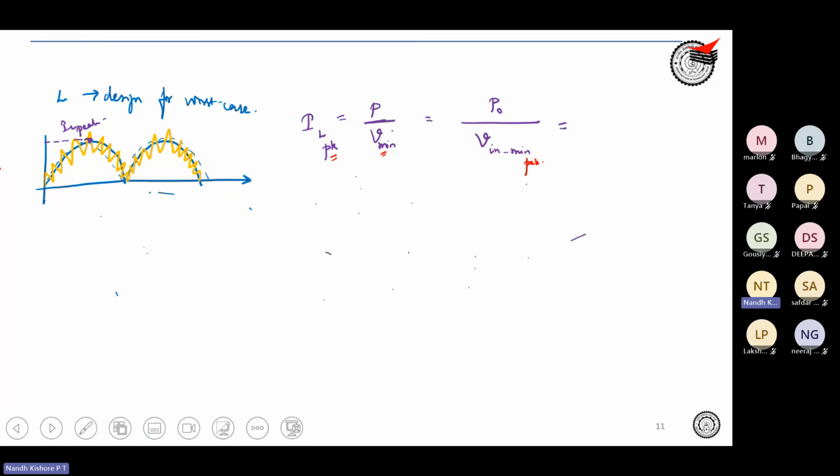Okay. So you can write this as root 2 into P naught divided by V in RMS. Is this fine? IL peak is root 2 into P naught by V in RMS.